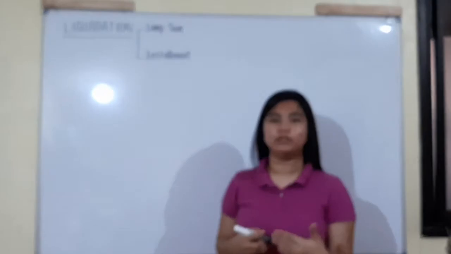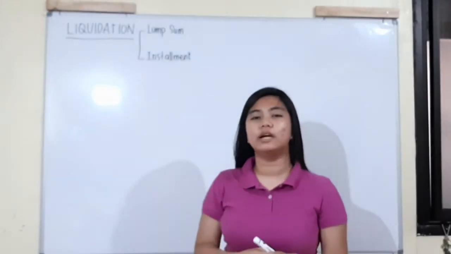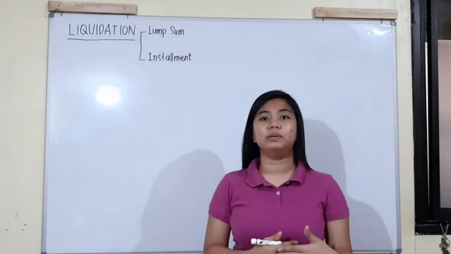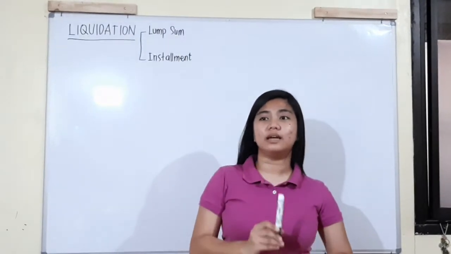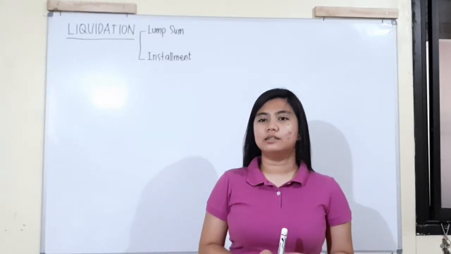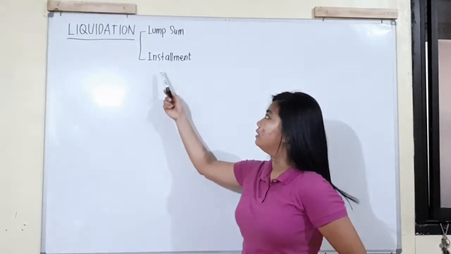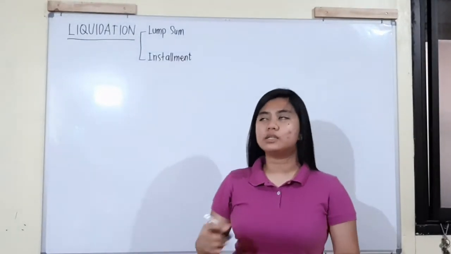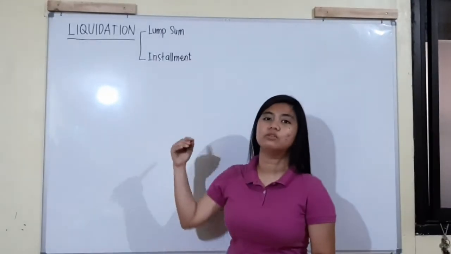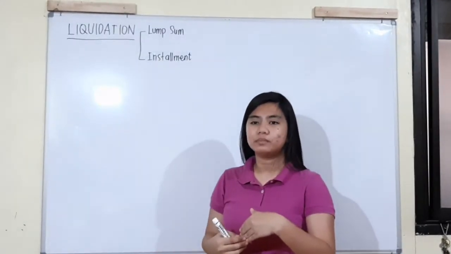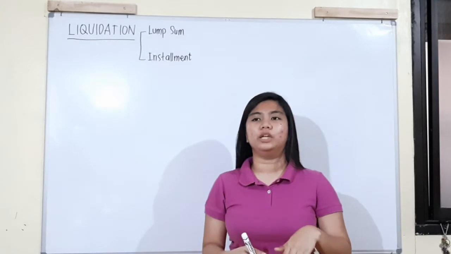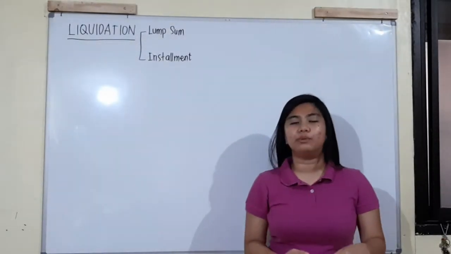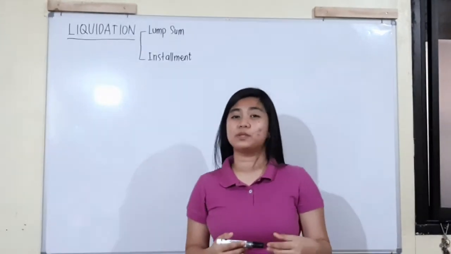like, let's say, for example, the first step of the liquidation is the realization. So, under lump sum, all of the non-cash assets will be sold in a single transaction. While in installment, it could be just 40% or 20% or just a portion of the non-cash assets that will be sold. And then they can proceed to the next steps of the liquidation, and then come back to realization again. So, kaya siya tinawag na installment liquidation. But for today, we will discuss first lump sum liquidation.